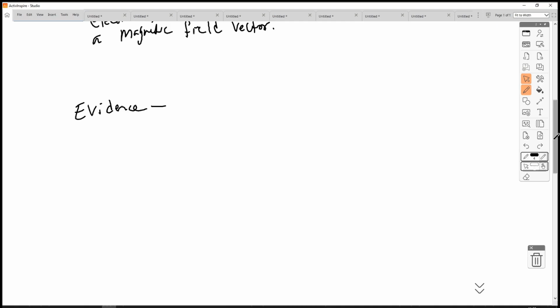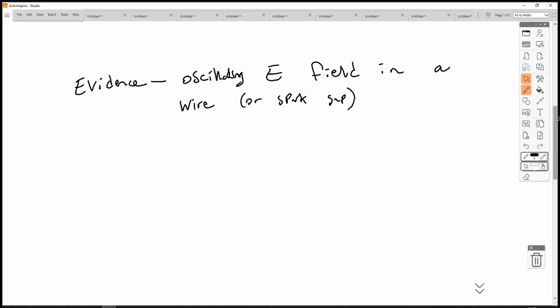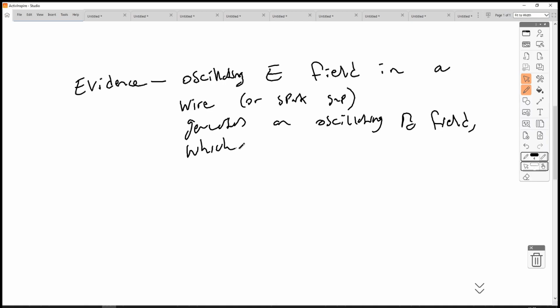So we'll just write down the evidence. So oscillating E field in a wire or spark gap generates an oscillating B field, which generates, or we can say induces, an oscillating E field. And that carries on.